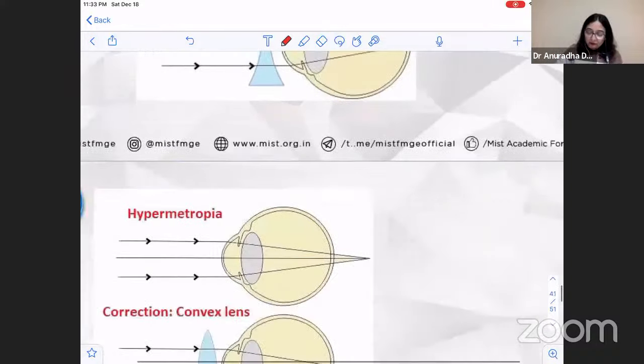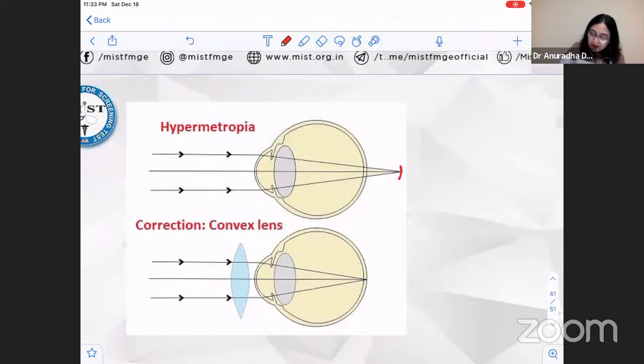In hypermetropia, the rays are converging behind the eyeball. So here we will use a convex lens, or what is known as a plus lens, so that the converging power of the eye is enhanced and the rays focus on the retina. So for hypermetropia, plus lens or the convex lens. For myopia, minus lens or concave.